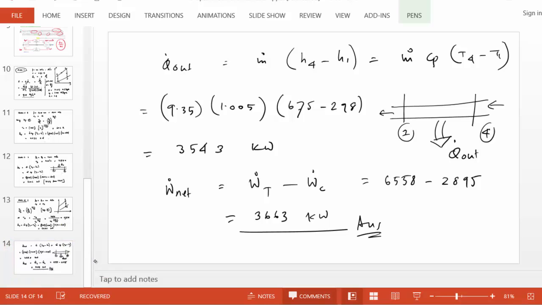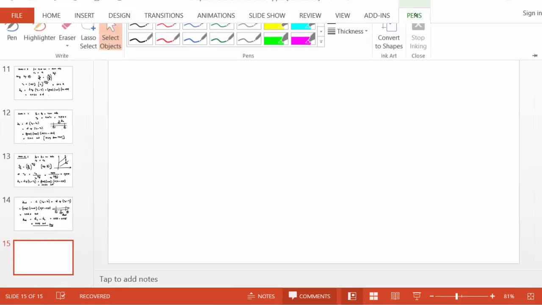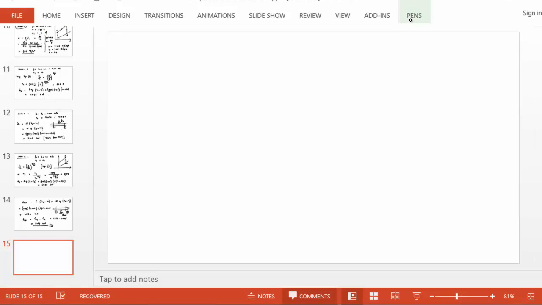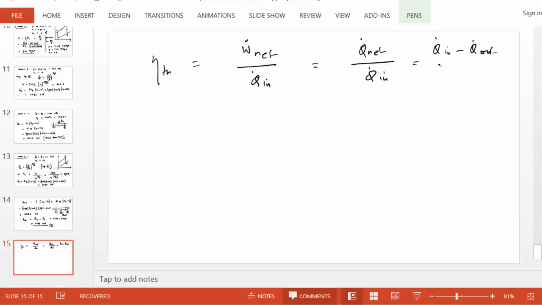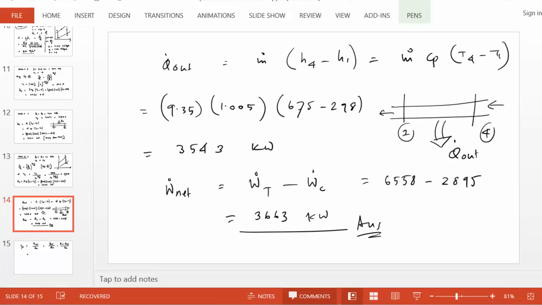Let me create another slide. Probably this is the last slide for this problem. So what is thermal efficiency? If you recall, thermal efficiency is W dot net by Q dot in. You could write that as, W dot net and Q dot net are the same in any cycle like this, and Q dot net is Q dot in minus Q dot out. So you can use any of these formulas, but in this case we already know W dot net, which we just calculated. How much? 3663.